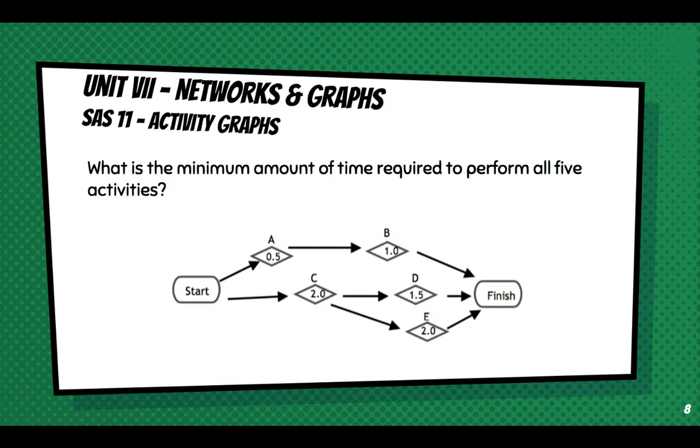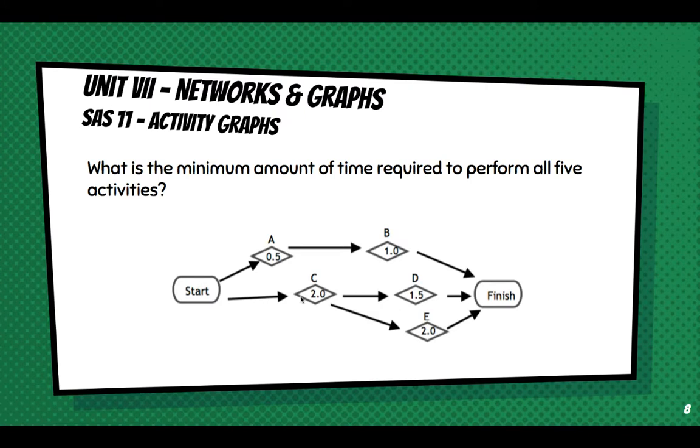The minimum amount of time required to perform all activities in an activity graph is the amount of time it takes, the maximum amount of time it takes to finish the longest pathway, the maximum time pathway. So AB can be done in an hour and a half. And if CD can be done at the same time as AB, if AB and CD can happen at the same time, AB will finish before CD will because AB takes an hour and a half. The CD takes 3.5 hours. However, CE takes 4 hours.